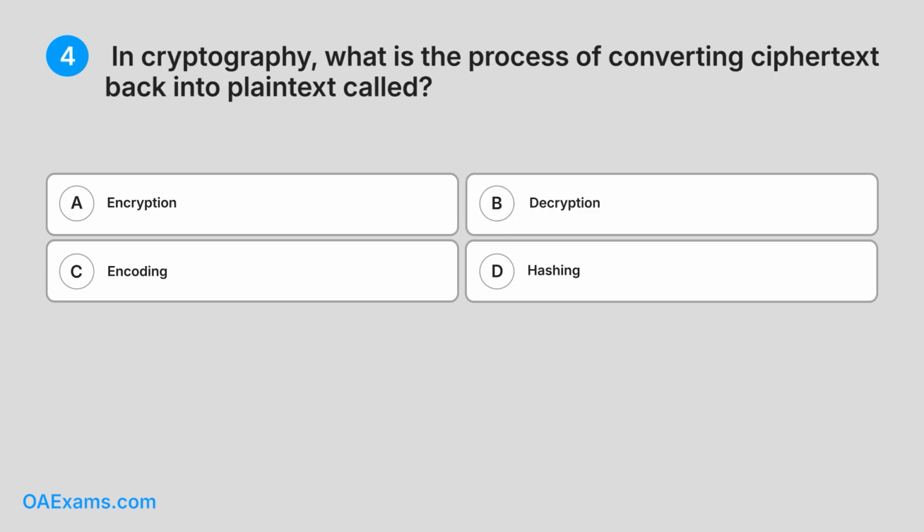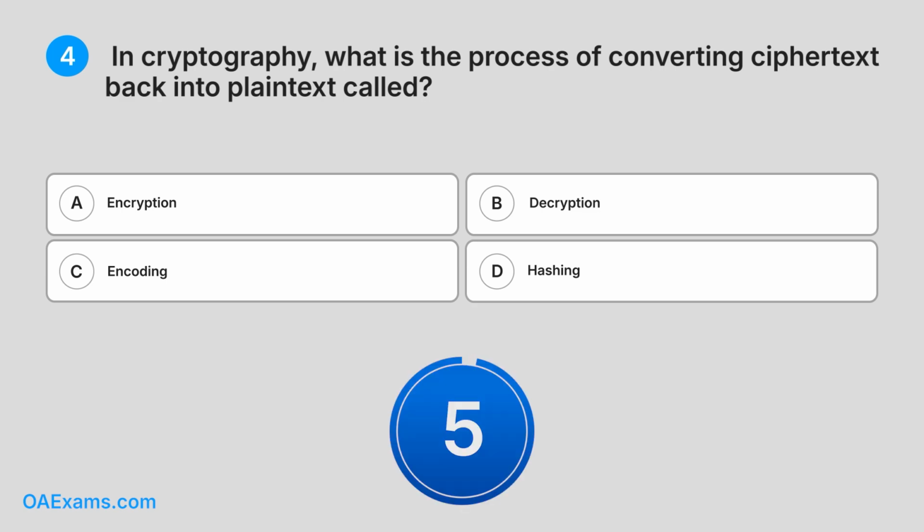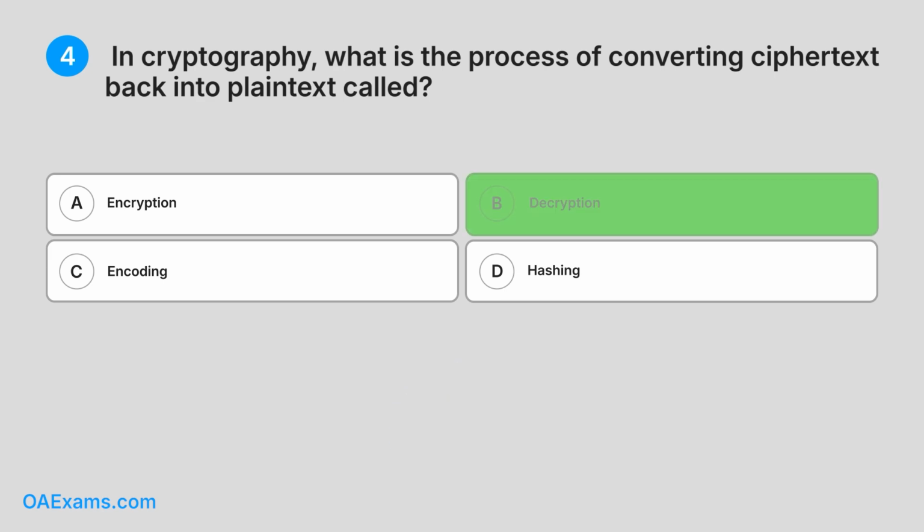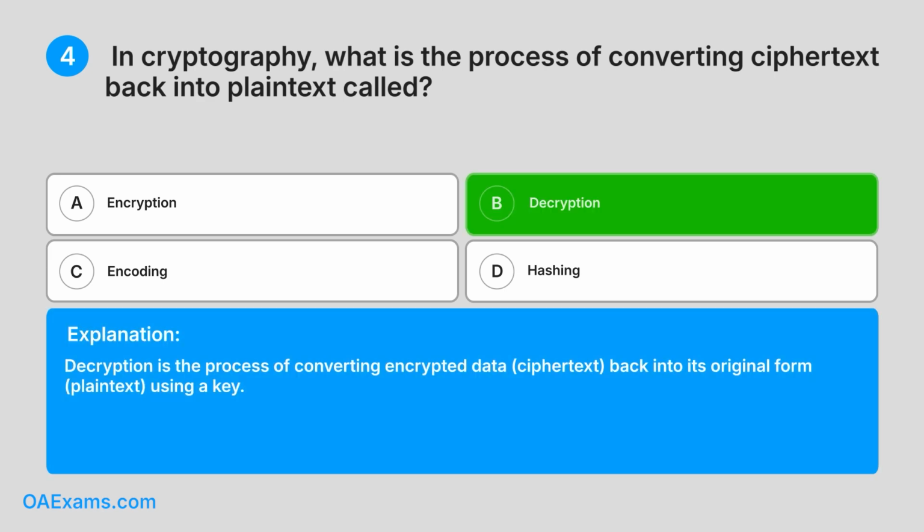4. In cryptography, what is the process of converting ciphertext back into plain text called? A. Encryption. B. Decryption. C. Encoding. D. Hashing. What do you think is the answer? Correct answer: B. Decryption. Explanation: Decryption is the process of converting encrypted data, ciphertext, back into its original form, plain text, using a key.